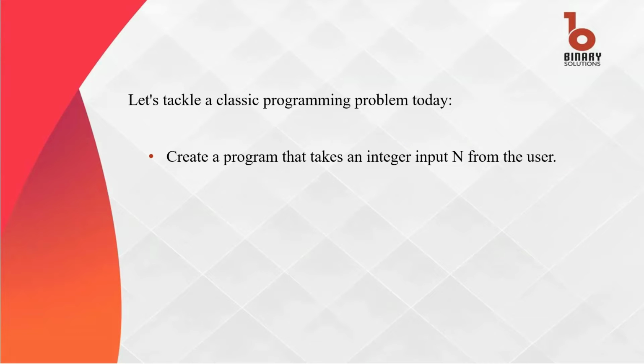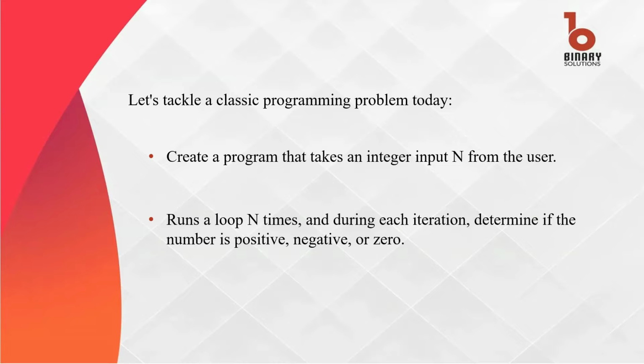Write a program that reads an integer n from the user, loops n times, and for each iteration, checks if the number is positive, negative, or 0. Sounds straightforward, right? Let's break it down. Before we dive into coding, it's essential to plan our approach. As discussed in our previous videos, pseudocode is a plan written in steps using plain English language.